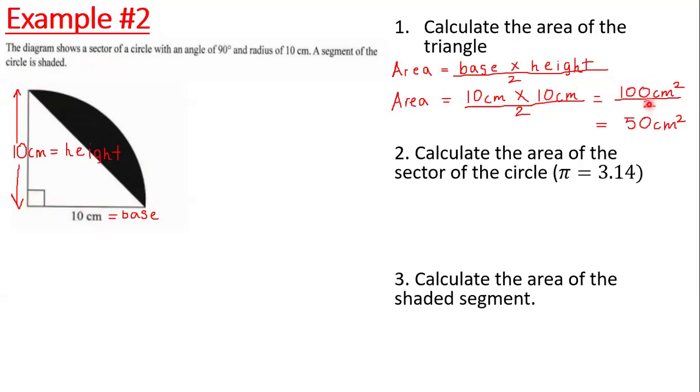And you divide 100 by 2, and that gives you what? 50. Very good, 50 centimeters squared. Very good. Any other questions from anyone? If you don't understand, let me know.